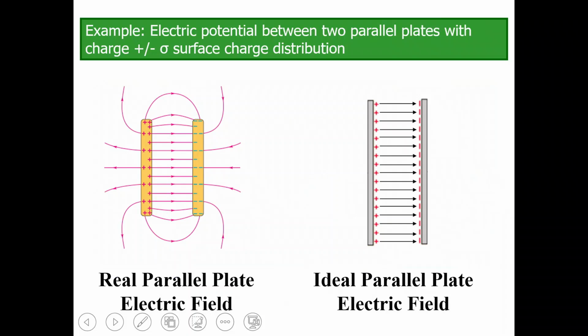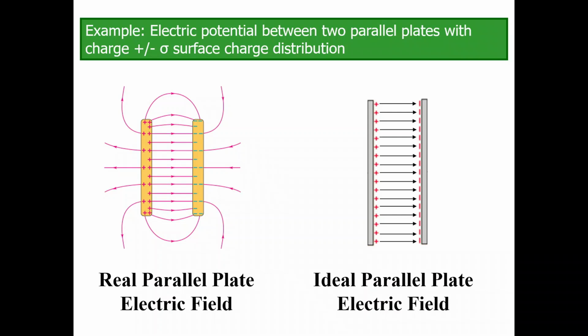So I do want to show how this is used through two different methods. The first method is using Gauss's law to find the electric field, and then using the electric field to find the potential. And then I'm going to work it again, this time actually just straight up finding the electric potential.